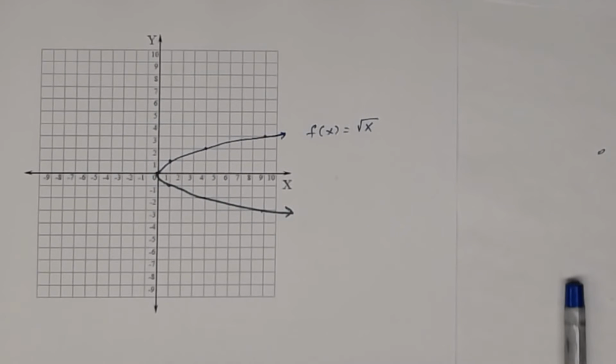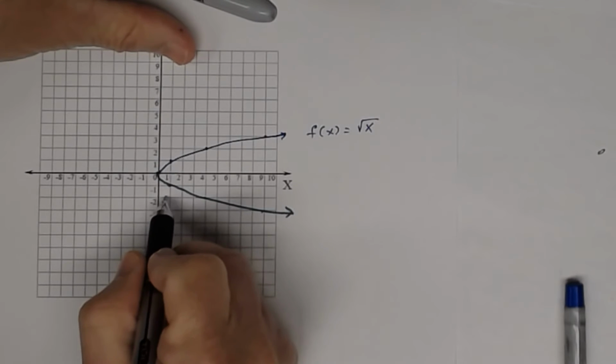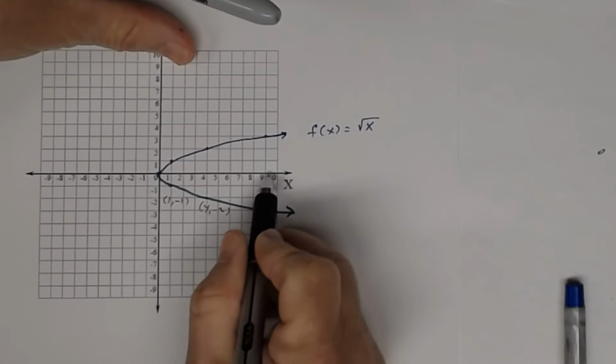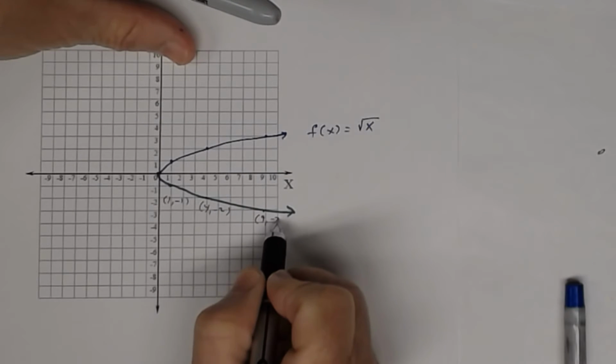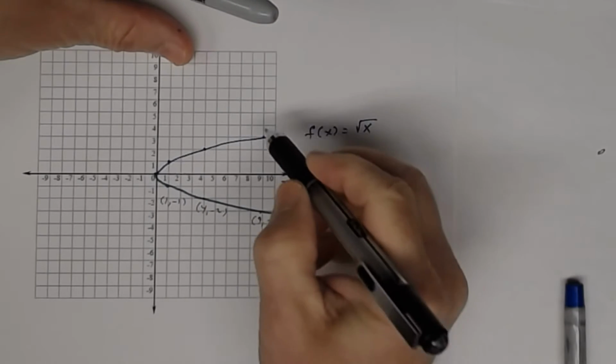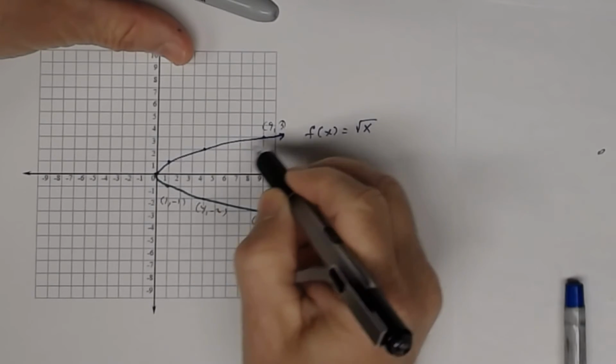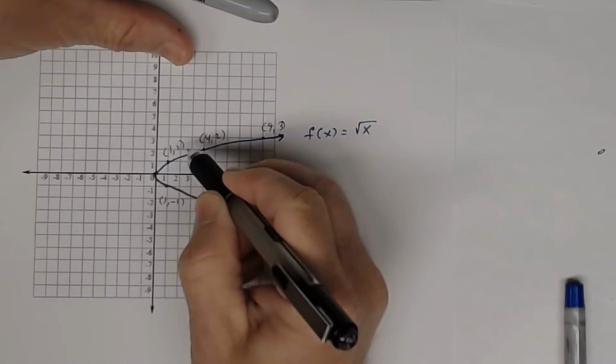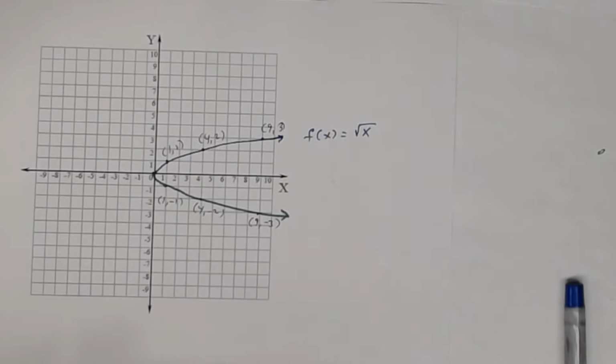All right, now I want you to notice what happened. Go ahead and label those points again. So notice this right here is (1, -1). This is (4, -2). And this point is (9, -3), correct? Right here, we had (9, 3), (4, 2), and then (1, 1). And then obviously (0, 0) right here.